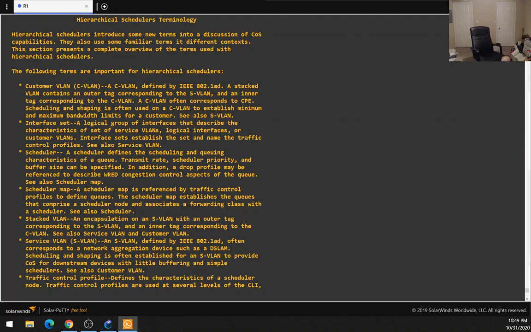A CVLAN defined by IEEE 802.1ad. And I'm going to get a pillow here so I can, okay, because I need to lay down. My neck is doing something. Okay.